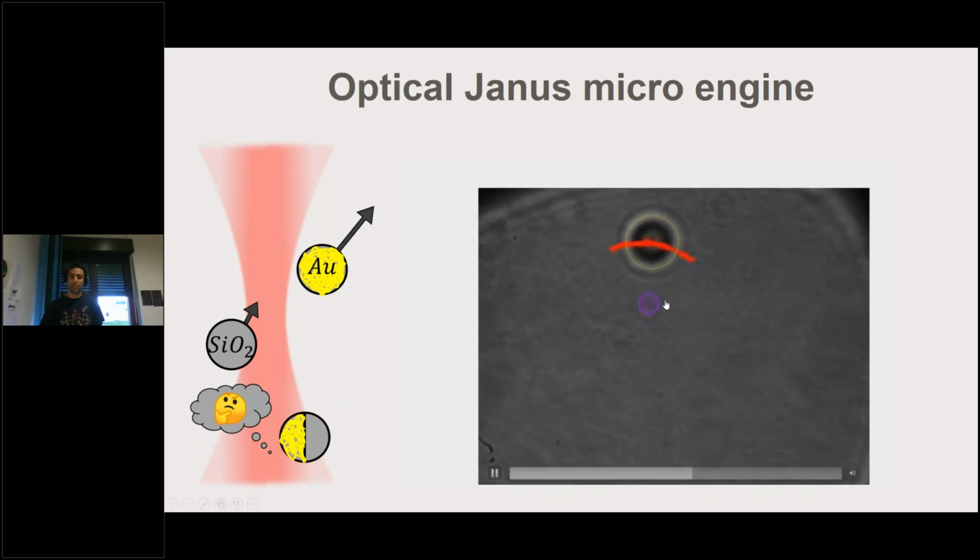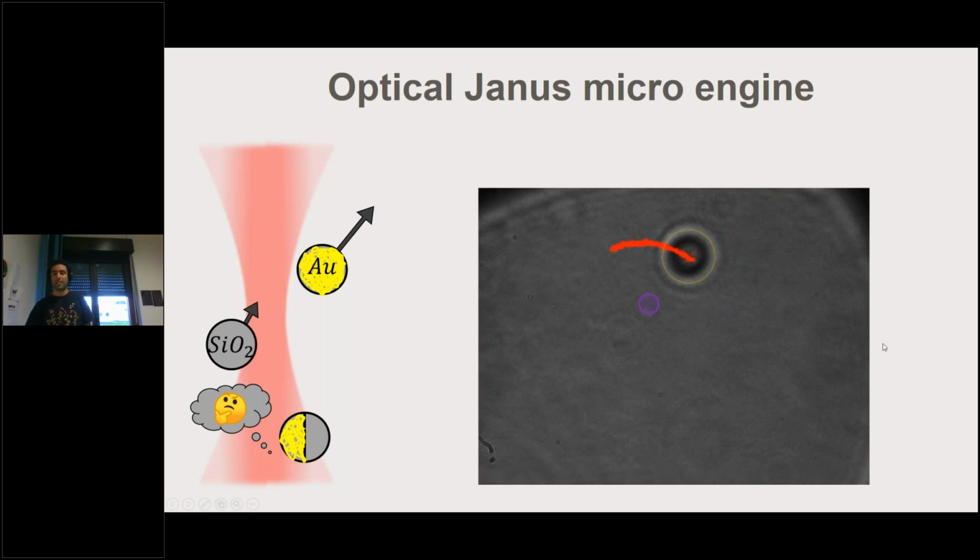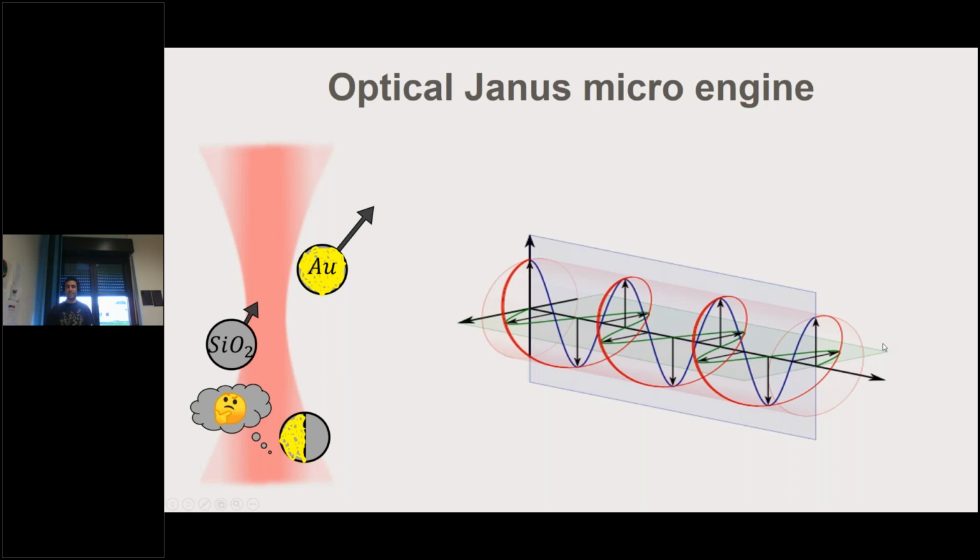It doesn't go to the center of the beam, which is here in a purple circle, but it neither goes far away. It remains at a given distance, diffusing in the angle. And what was even more surprising for us was what happens when we change the polarization of the light.